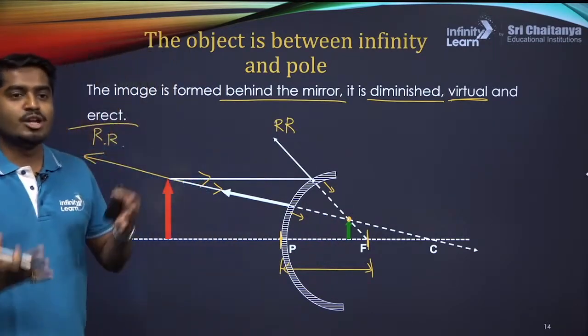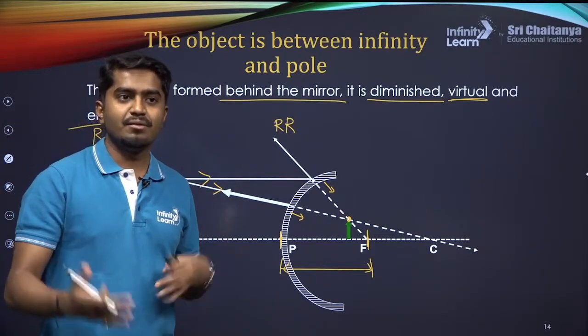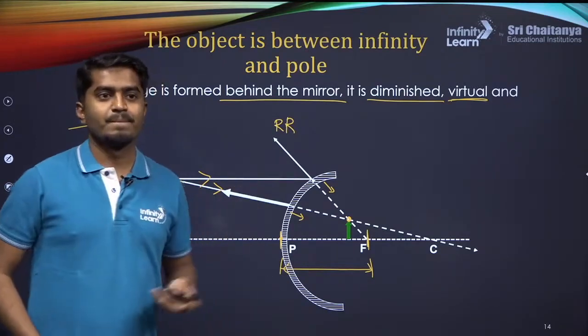Yes, sometimes in the concave mirror we have real and inverted images. We are going to learn that in the next video.